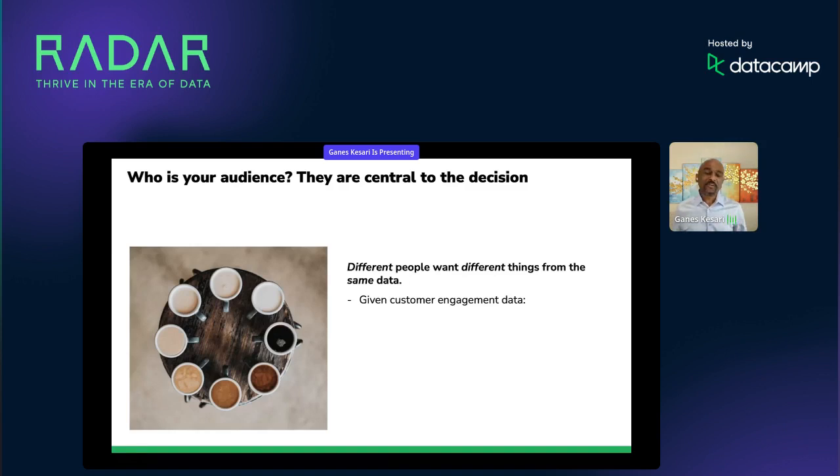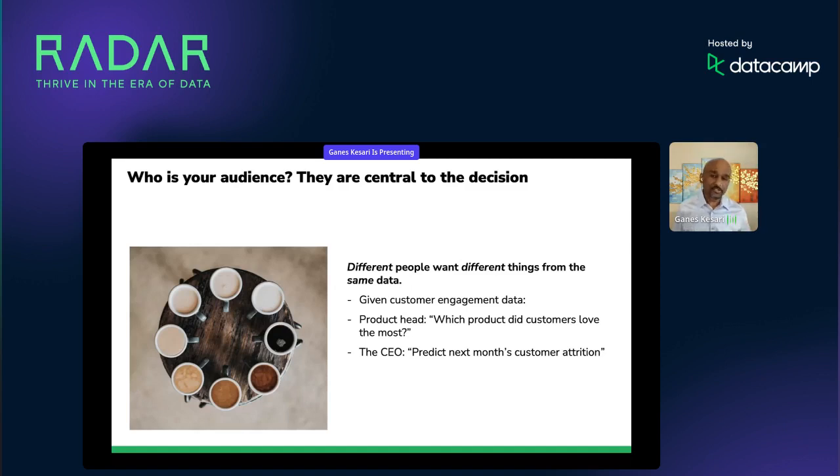If you have customer engagement data, the product head would have the question, which product did customers love most and what features they liked? Whereas the CEO would be interested in predicting customer attrition. And the sales head can be interested in finding out whether they actually met the target that month or not. And by the way, the people are not interested in each other's questions. So you have the data and you're creating it with the same organization. Unless you understand the audience, you could create something which is useless.